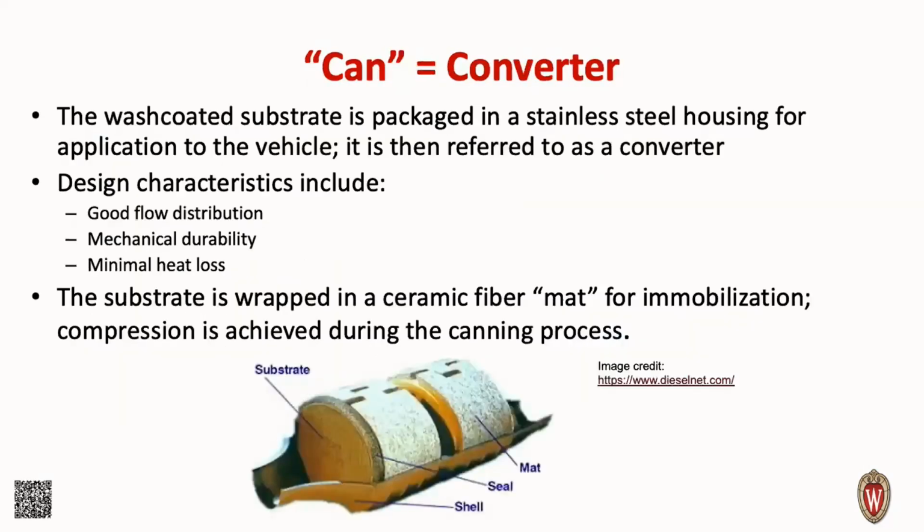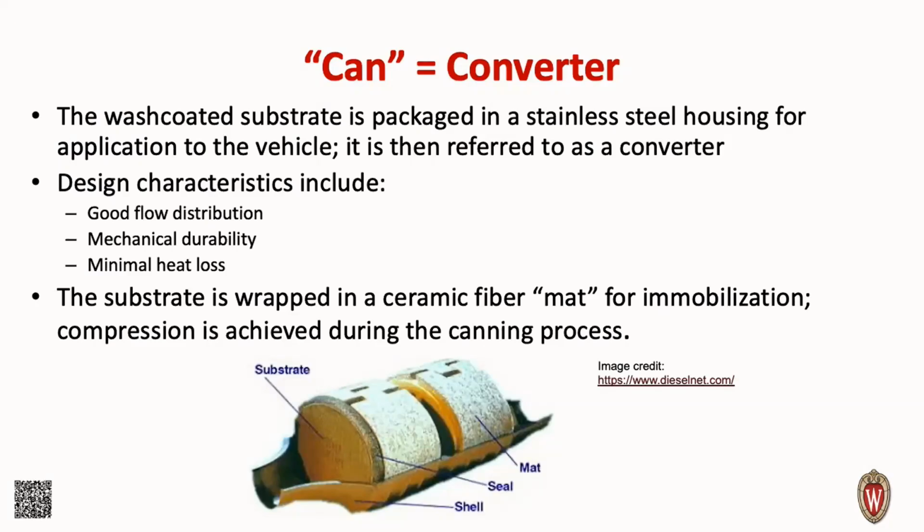Once you have the catalyst-containing wash coat coated onto the substrate, the next step is what's called canning, and that's when the whole device becomes a converter. So the wash coated substrate is packed into a stainless steel housing, and that's what allows you to connect it to the vehicle. At that point, it's referred to as a converter.